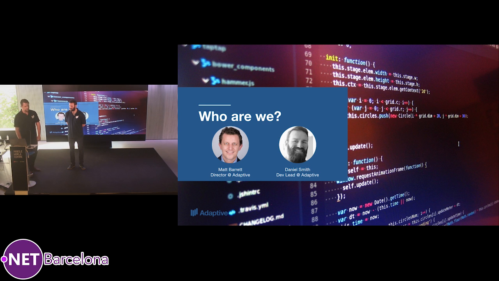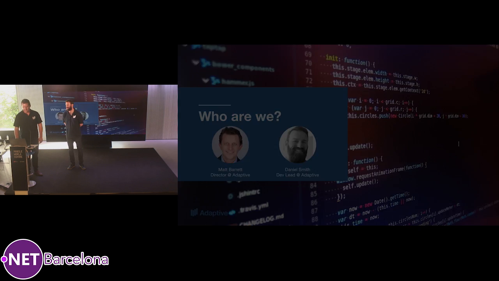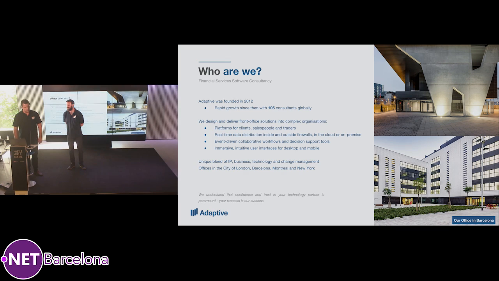So this is photos, but we're here in the flesh, so it's a bit more exciting. We are from a company called Adaptive. Albert gave us a pretty good introduction. Thank you very much, Albert. We've been in Barcelona for a little over a year. We've got offices down in Poblenou, and we are about 15, 20 people in Barcelona at the moment and looking to grow more and more.